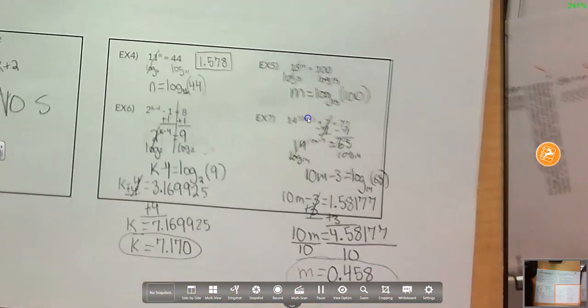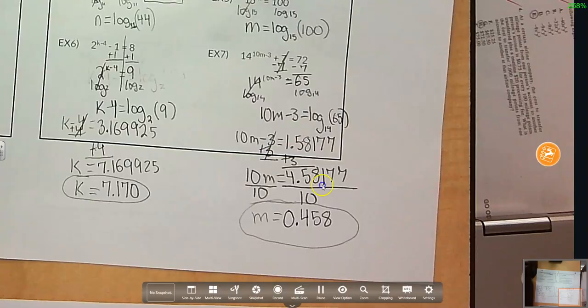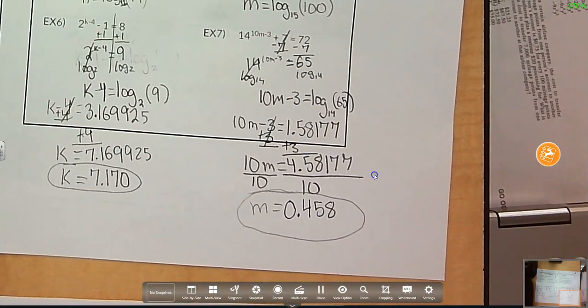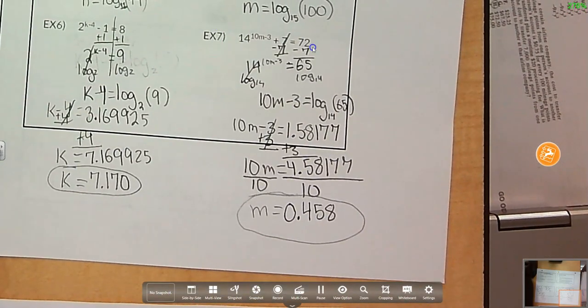See if we can get zoomed in. Good here. I believe everything looks good for what Emma has. So your first step on this one, you're going to subtract that 7. So you should get 14 to the 10m minus 3 equals 65. Then to get rid of that 14, you've got to log 14 on both sides. Now, I've seen most everybody do that. That's great. You're not dividing by 14. Kids want to divide by 14, and that will not work.